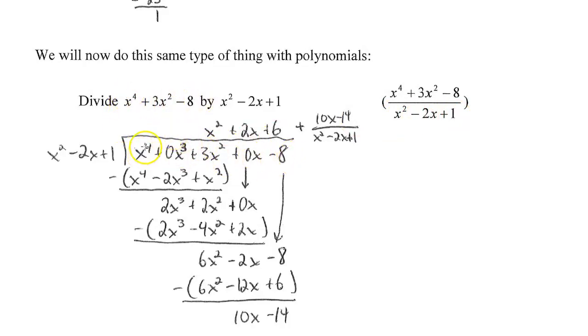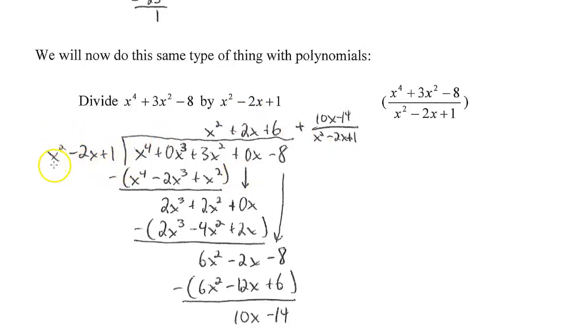Now, I have x to the 4th. Now, notice there's no cube term, so I write 0x cubed. Okay, plus 3x squared, and notice there's no x term, so I put 0x. And then minus 8. And out front, we have x squared minus 2x plus 1. By the way, if you were missing like the x term, you'd have to put a 0x out front as well.